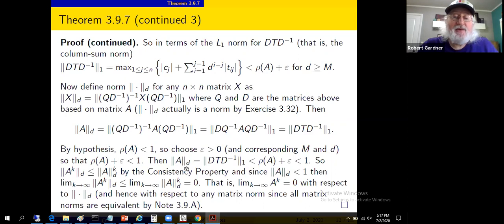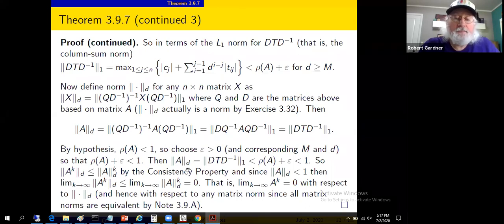So we've got the D norm of A less than 1. If we take the D norm of A to the K power, we're finally getting to the topic of conversation, the consistency property: the norm of a product is less than or equal to the product of the norms, a property of matrix norms. Apply it K times. The norm of A to the K is less than or equal to the norm of A, to the K. In this case we're using the D norm, but it holds for all matrix norms.